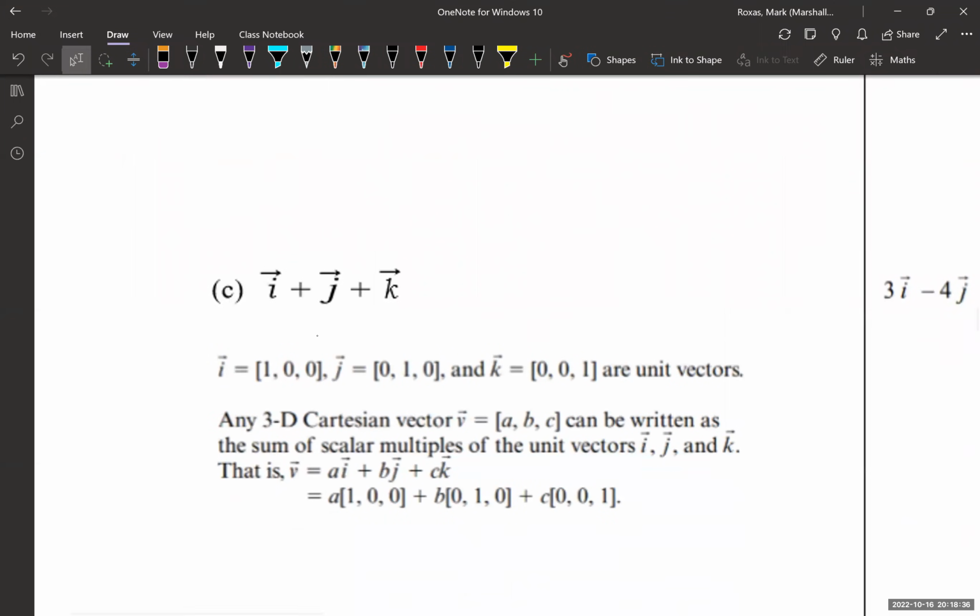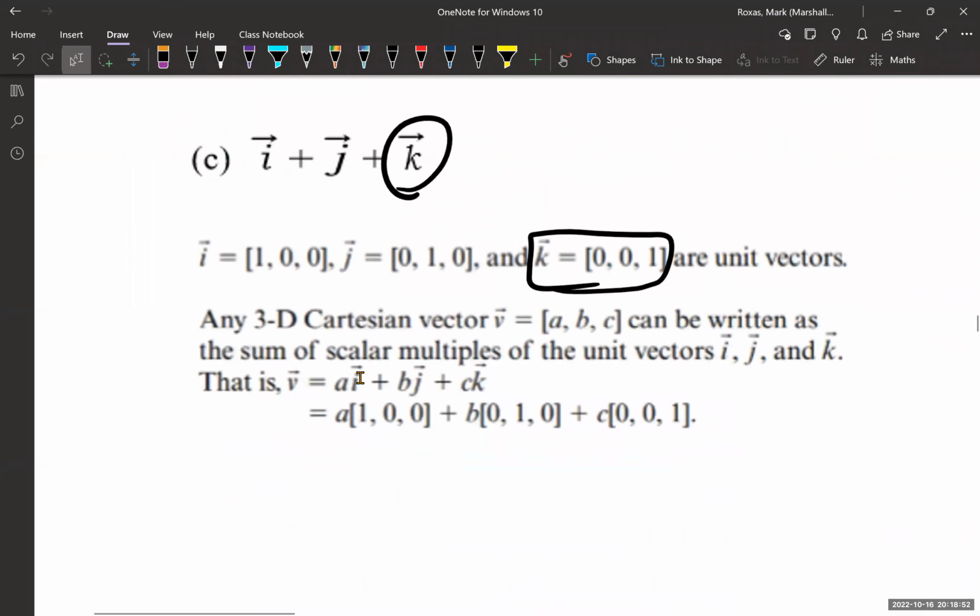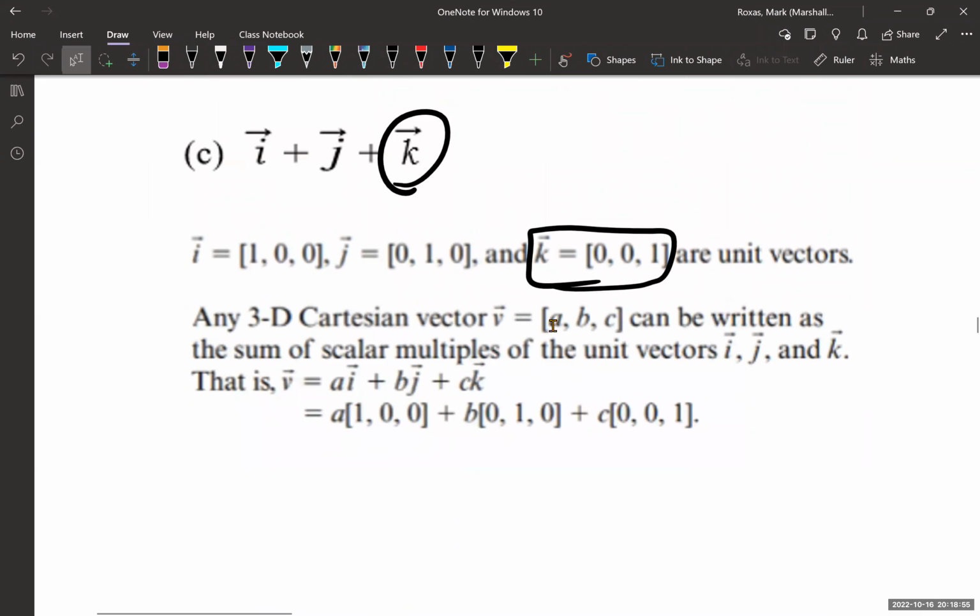Well, we're going to now include a third unit vector k. Okay, k is defined to be the z-axis unit vector. So we're already familiar with i and j. Right? i is the x component, j is the y component. Now we're just going to include k as the z component. So any 3D Cartesian vector written in the square brackets form, a, b, c, can be written also as a sum of the scalar multiples of the unit vectors i, j, and k. So whatever you have for the components in the algebraic form now become the coefficients of i and j and k.